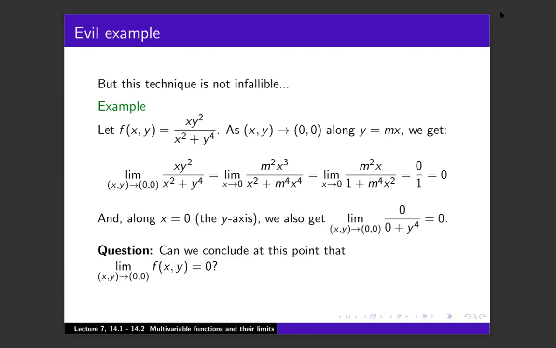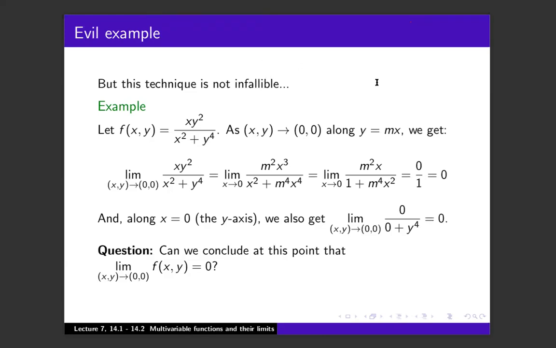And by the way, along x equals 0, we get the same exact behavior. 0 over 0 plus y to the 4th, that's still 0. So what that tells us is if you go along any line through the origin, it's always going to be 0. Now here's the question. At this point, can we conclude that the limit does in fact equal 0?